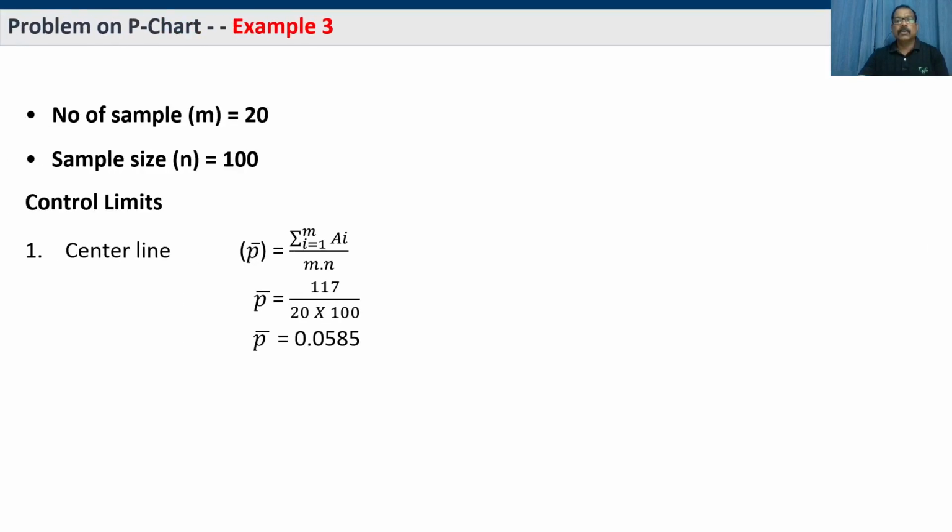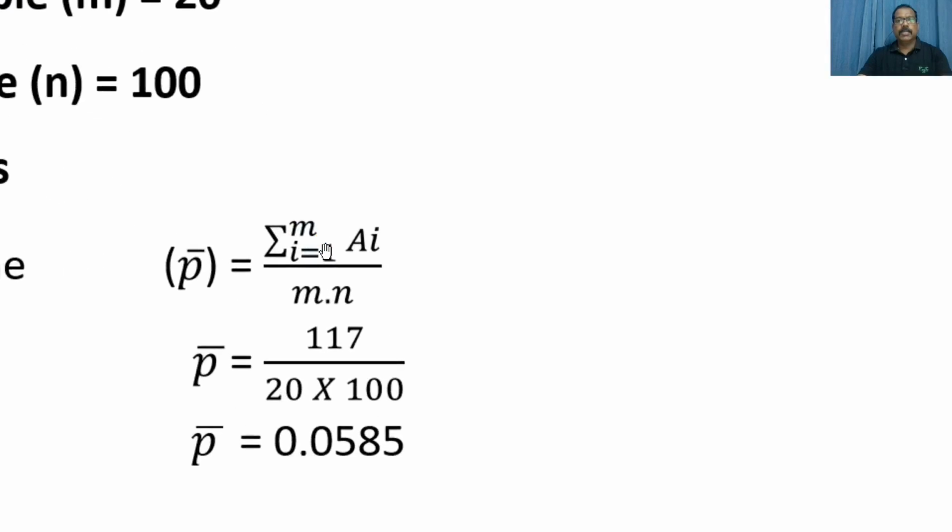So the central line equals P bar, equal to, in this formula, summation of i = 1 to m of a_i divided by m into n. So remember this, this is another method. P bar equals summation of i = 1 to m of a_i divided by m into n. This a_i represents the number of defectives, which is calculated from the previous table.